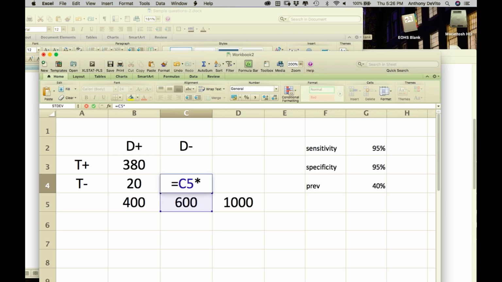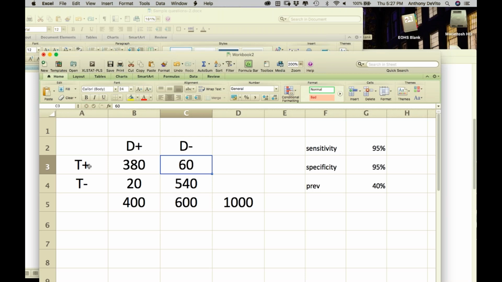Was that 570 or something like that? 540. Okay. So how many people that don't have the disease test positive? That's 160, right? So what is 540? 540 is true negatives. What is 60? First of all, what are they? They don't have the disease, but they tested positive. They're false positives, okay? Just so we're clear on this.